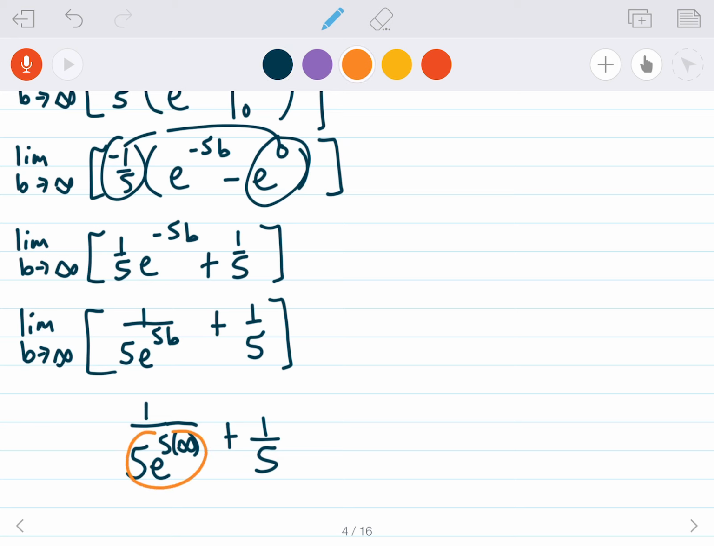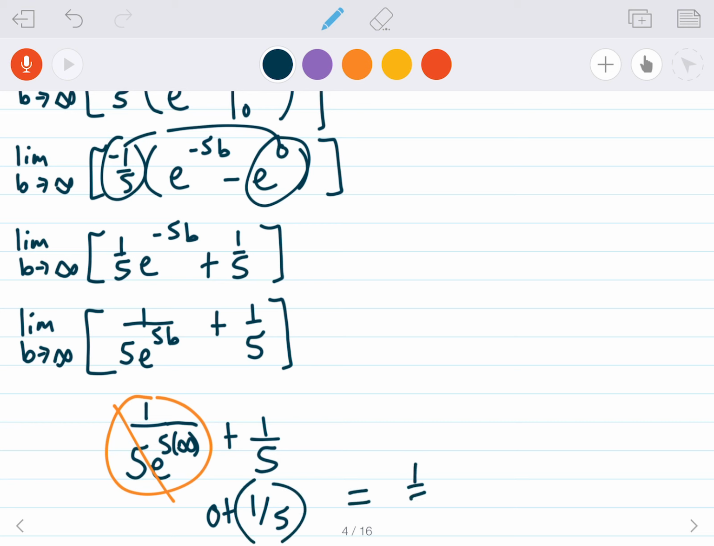Now this guy is getting humongous, right? So that means this whole thing is going to 0. So we have 0 plus 1 over 5 is equal to 1 over 5. And so this integral is going to be convergent. And the area it converges to is 1/5.